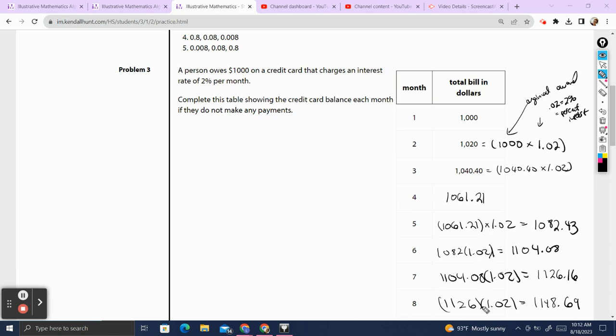You don't need to include all of this extra work when you're filling out the table, probably just the values. But if you want to check to see how to get it yourself, I would recommend pulling out a calculator and giving it a go. Okay, let's go on to the next question.